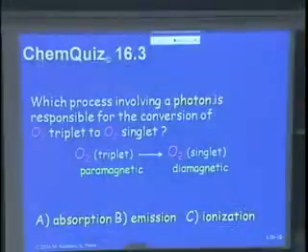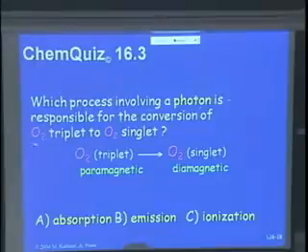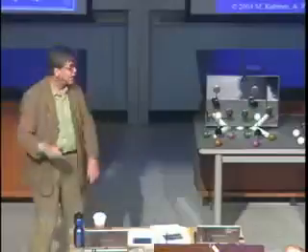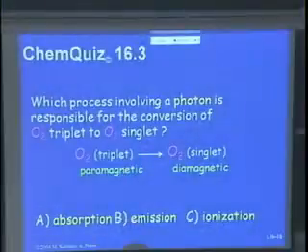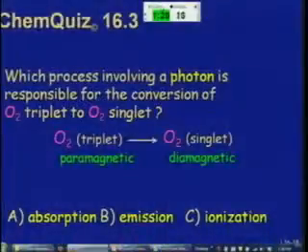Okay, because it's so much fun, I want to see how well you listen to me. Which process involving a photon is responsible for the conversion of an oxygen triplet to a singlet? Triplet is paramagnetic, singlet is diamagnetic, okay? That's a singlet, okay? All right, so is it A, absorption, B, emission, or C, ionization? Why don't you think about this? Let's see if you listened to me 5 minutes earlier.